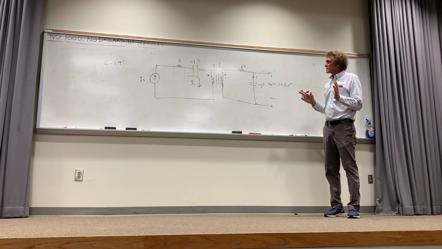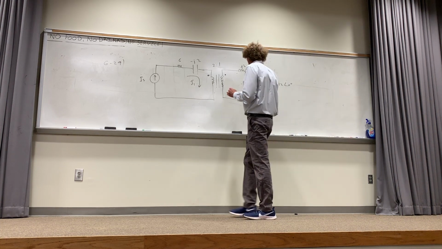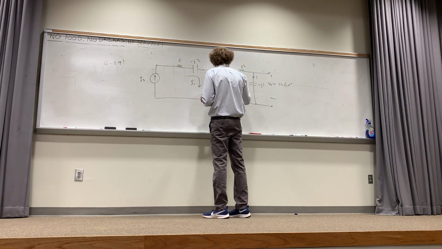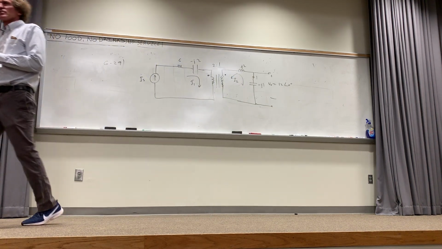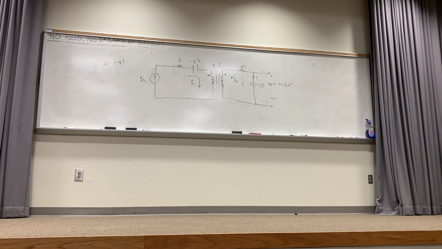All right, so that's the circuit. I'm going to call this I2. I want you to notice I2 has to go into the dotted terminal. I think this is the one that in the solutions manual, he has the dot on the other side. I'll put the dot there and I'll show you why. This is going to be a little different.